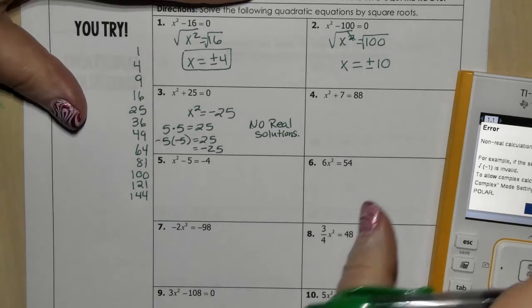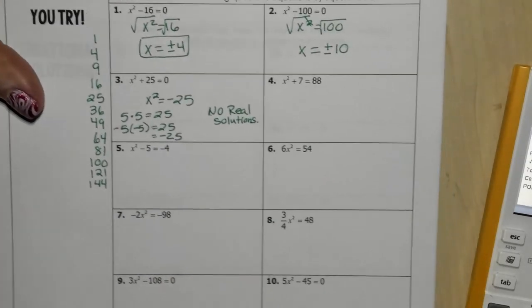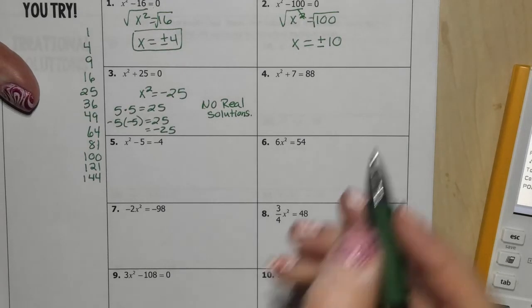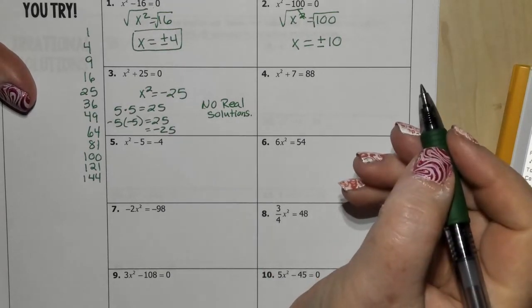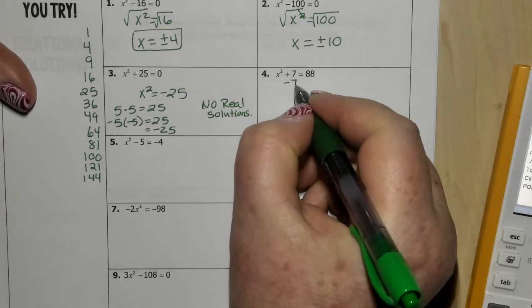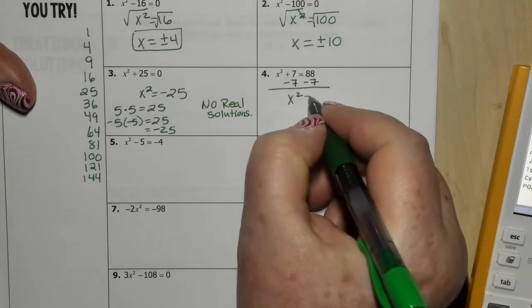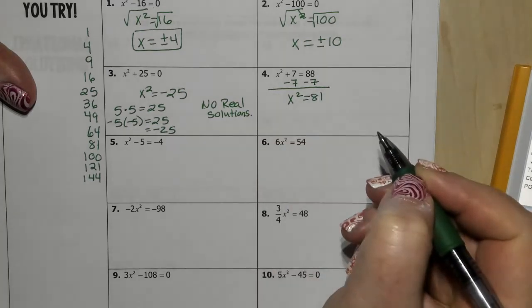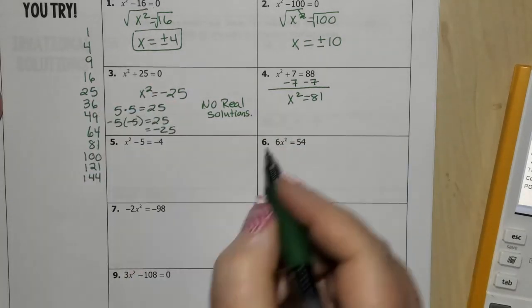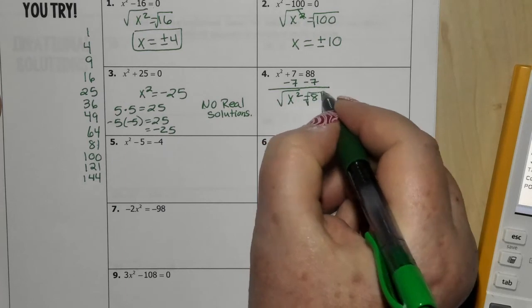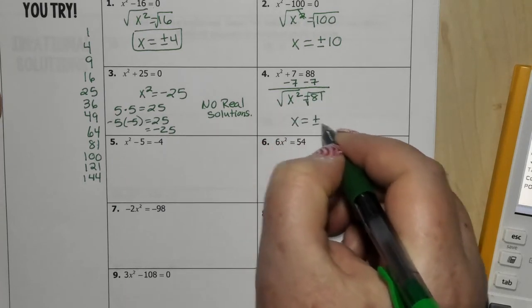Oh, let's go ahead and do 4, and then there'll be enough for this video. X squared plus 7 equals 88. Yep, let's subtract 7. We got to isolate. X squared equals 81. There we go, 81's over here in our list of squares. X will equal plus or minus 9.